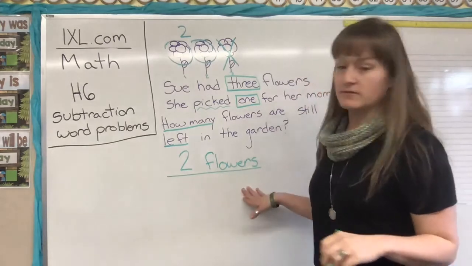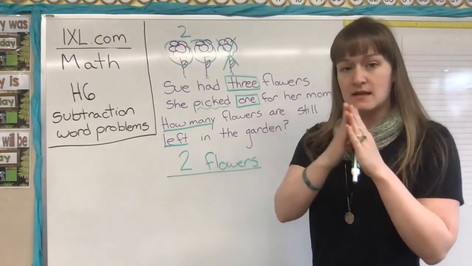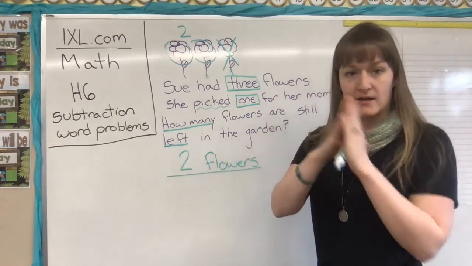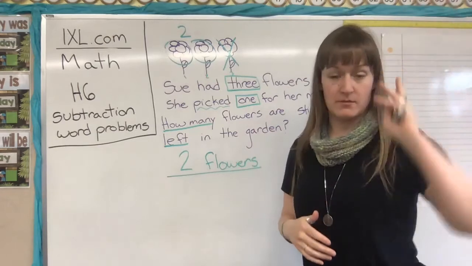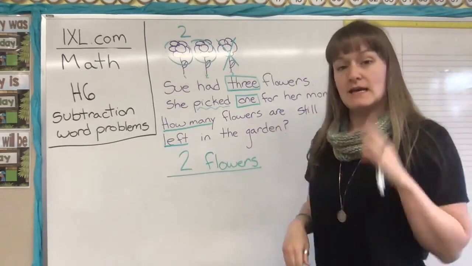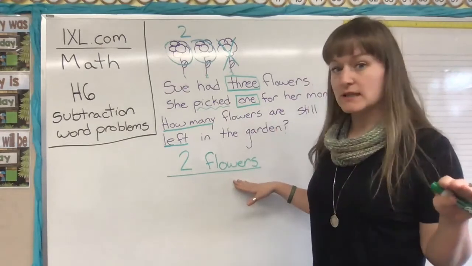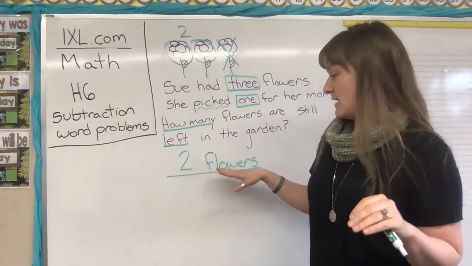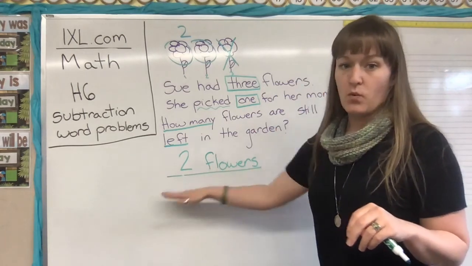flowers. Always label your answer, because in math, it is very yes or no, black or white right now. Again, later on in life, it'll get more difficult, but in first grade, it's a yes or a no. 2 flowers makes it crystal clear what you're talking about. I have a number, which is my answer, and I have a label, which tells me what we're talking about.